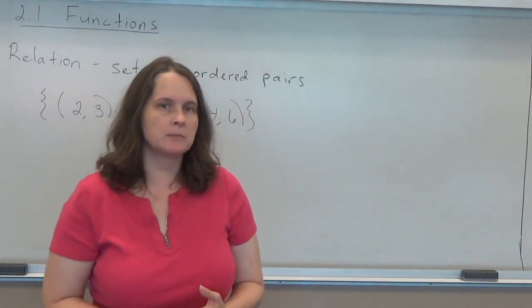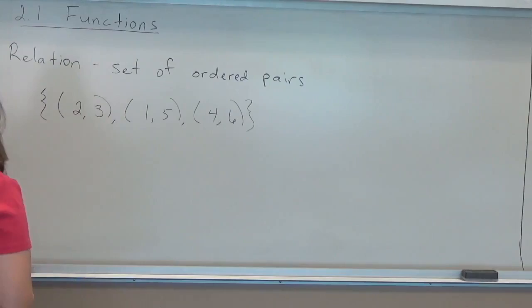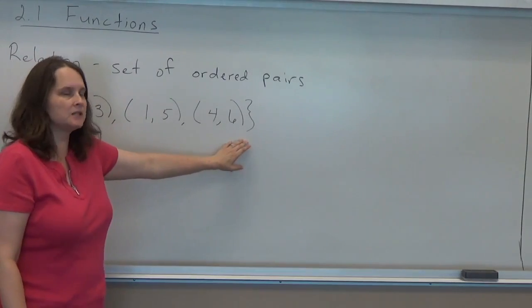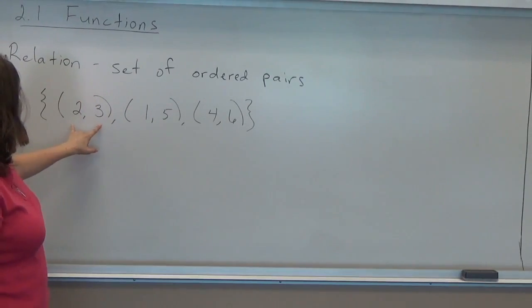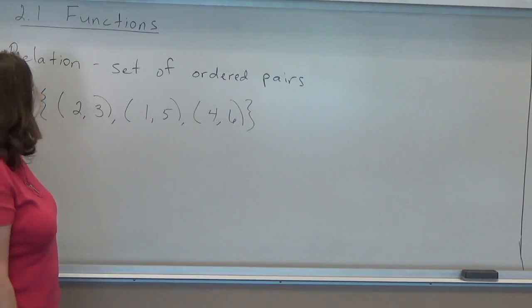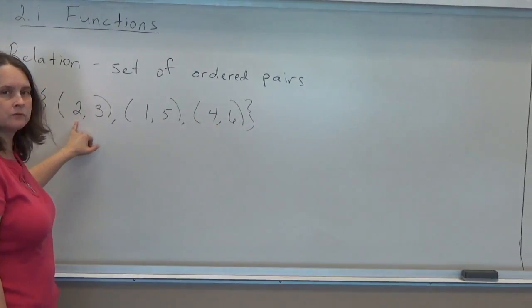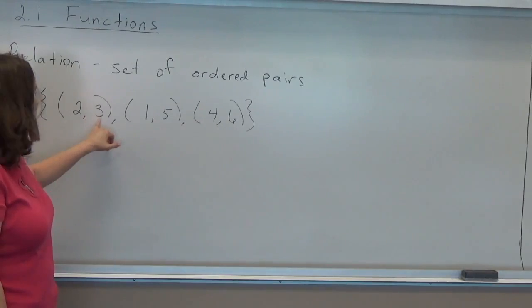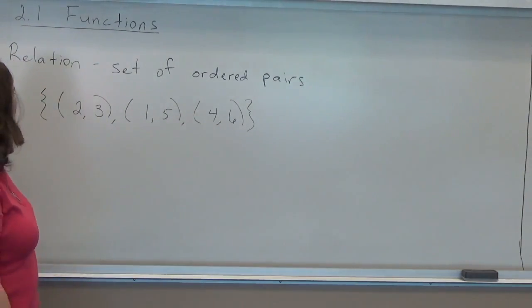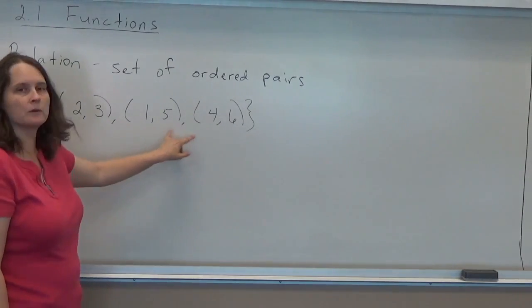A relation is simply a set of ordered pairs. So here's an example of a relation. You'll notice I've got the curly braces on the ends. That's my set notation. And then I've got three ordered pairs inside. If you recall, ordered pairs simply have an x coordinate. The first coordinate is your x value. The second coordinate is your y value. And of course, these can be graphed. But with a relation, the relation is just a set of ordered pairs.